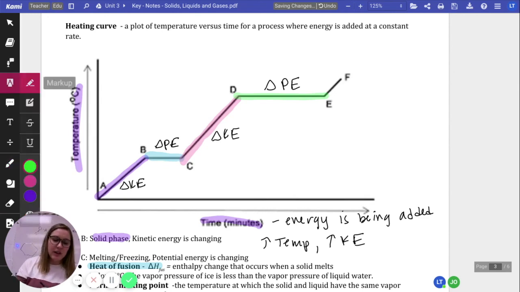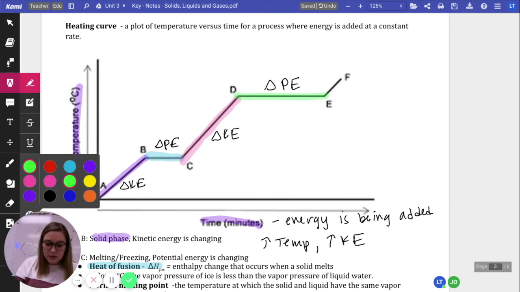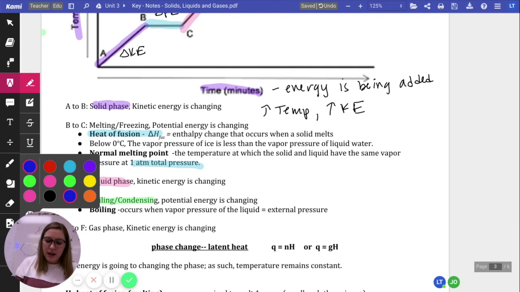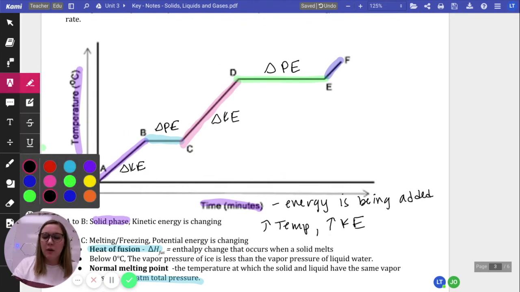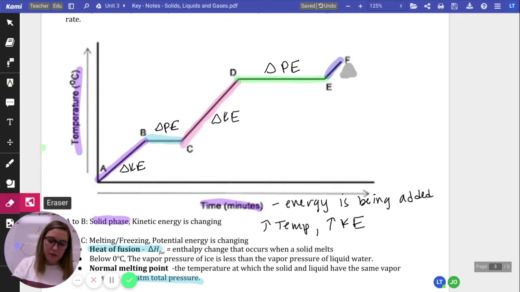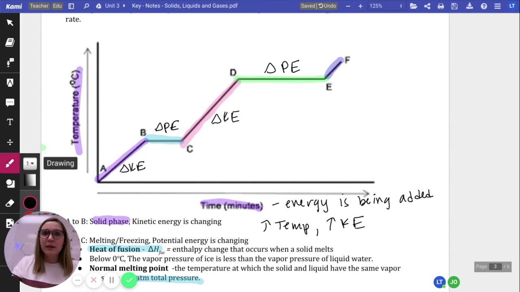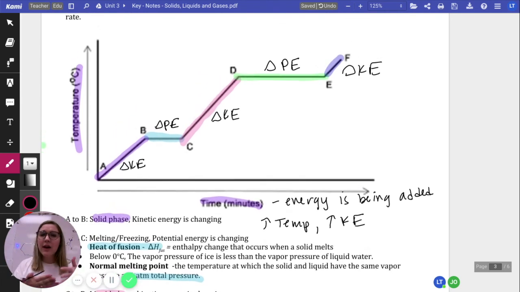And then finally, our last little piece on the graph is E to F, and that represents our gas phase. So that is the heating of our gas. So once again, we are changing our kinetic energy here. As our temperature goes up, your kinetic energy will continue to increase. So that's, again, a journey of our phase diagram. So we started as a solid with our particles really close together.